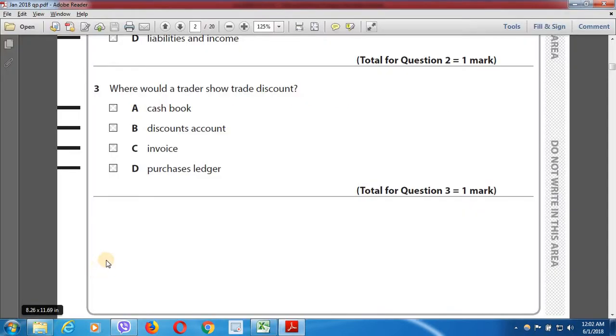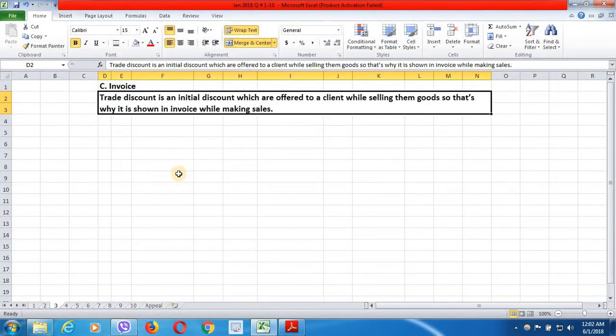Where would a trader show trade discount? Option A, cash book. Option B, discounts account. Option C, invoice. Option D, purchases ledger. The answer of this question is C, invoice.